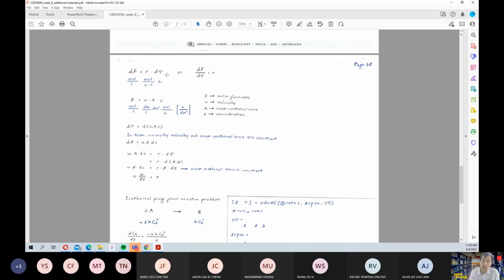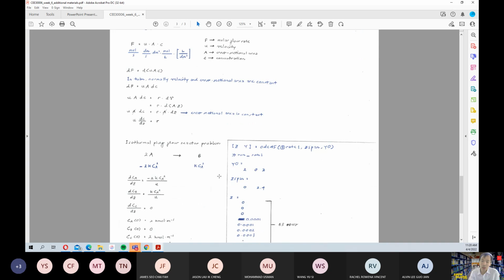Okay, dF is equal to R dV. This equals this again. It's important for you to always put up the units and unit cancellations to check whether your units are correct or not. It's very important. Then after you get these things, you can equalize that dF is equal to UA dC. Then you can equalize this with this term in here. As a result, you will get this particular equation that describes your plug flow reactor problem.